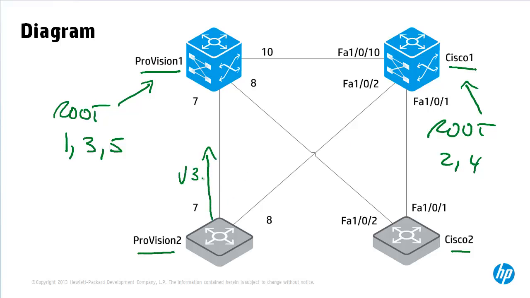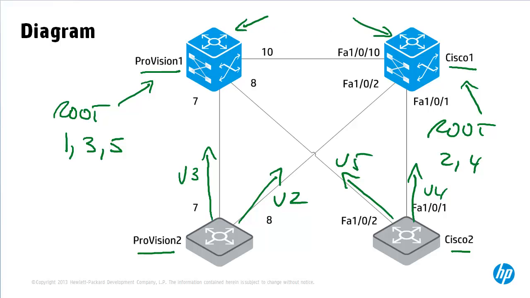VLAN 3 traffic will use this uplink, VLAN 2 traffic this uplink, VLAN 5, and lastly VLAN 4 this uplink. User traffic is thus load shared across the uplinks by changing the priorities of the core switches for specific VLANs.